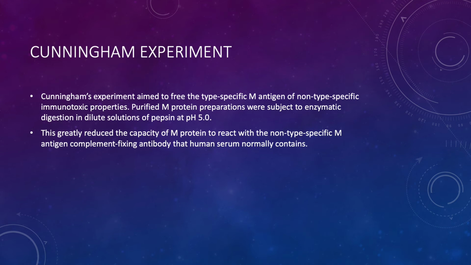The Cunningham experiment. Cunningham's experiment aimed to free the type-specific M antigen of non-type-specific immunotoxic properties. Purified M protein preparations were subject to enzymatic digestion in dilute solutions of pepsin at a pH of 5.0. This greatly reduced the capacity of M protein to react with the non-type specific M antigen complement fixing antibody that human serum normally contains.